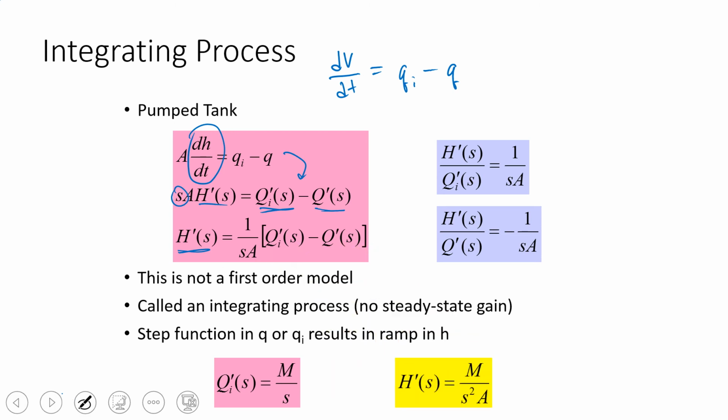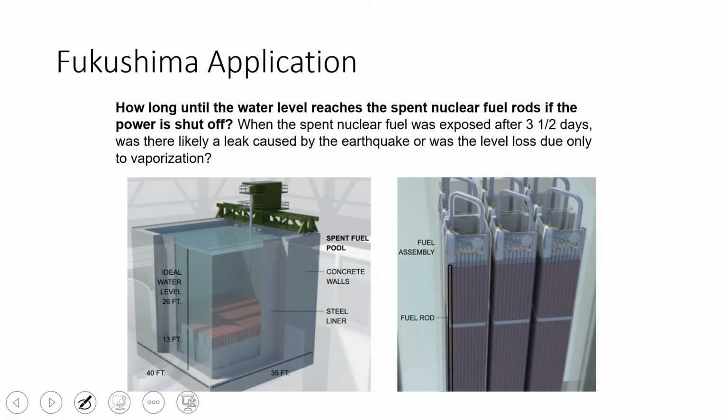And then if we had an inlet flow, let's say we had a step input of m divided by s on the inlet flow, then our outlet is going to be m divided by s squared times a, and that's just going to be a ramp. So if you start filling the tank but there's no outlet flow, then the height in the tank is going to ramp up, and that's exactly what we would expect. Okay, so you can apply this to a couple different applications.